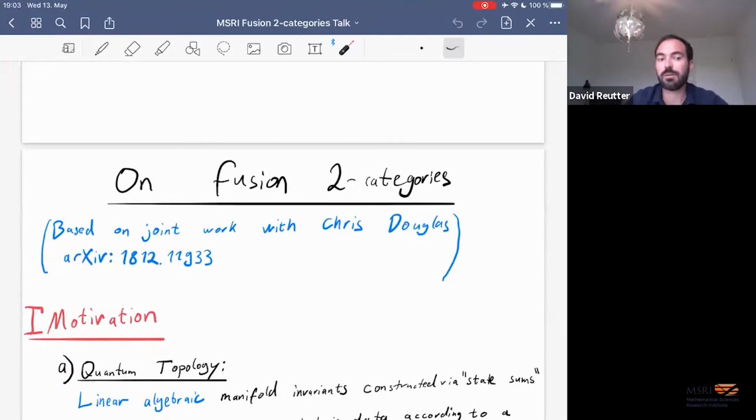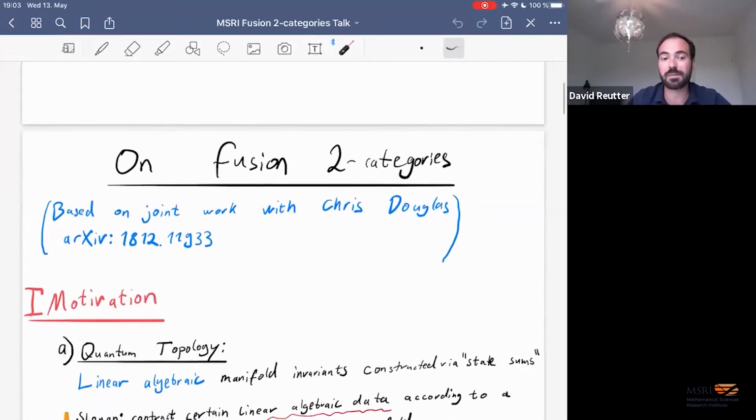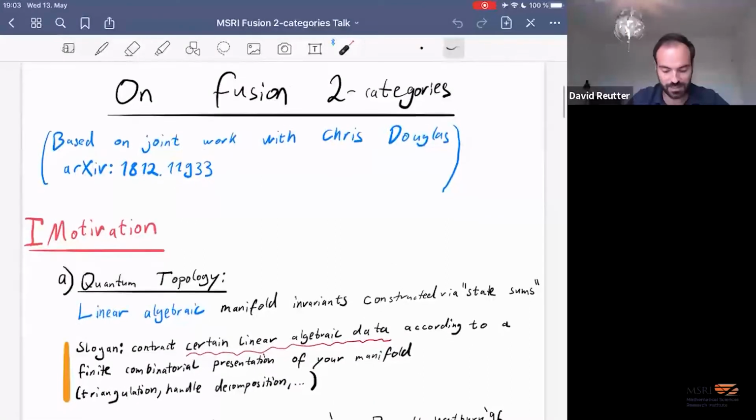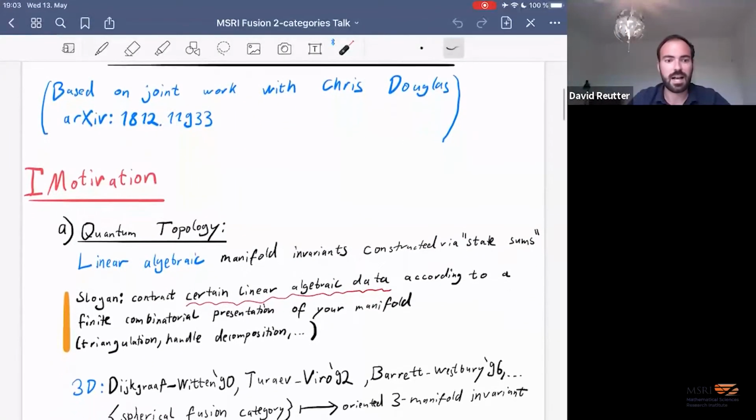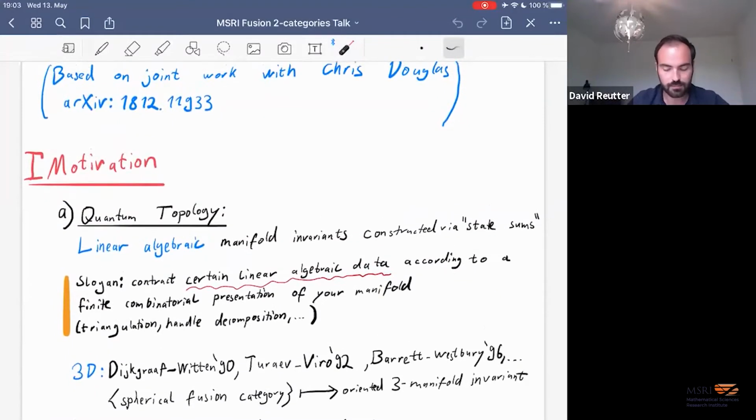Here I want to understand quantum topology as building linear algebraic manifold invariants constructed via state sums. And the slogan of this game is to take certain linear algebraic data and tensor contract it according to some finite combinatorial presentation of a manifold. This finite combinatorial presentation could be a triangulation, it could be a handle decomposition. This was done a lot around the 90s. And in 3D, the situation of the state sum was fairly well understood, by work of Barrett and Westbury in '96.